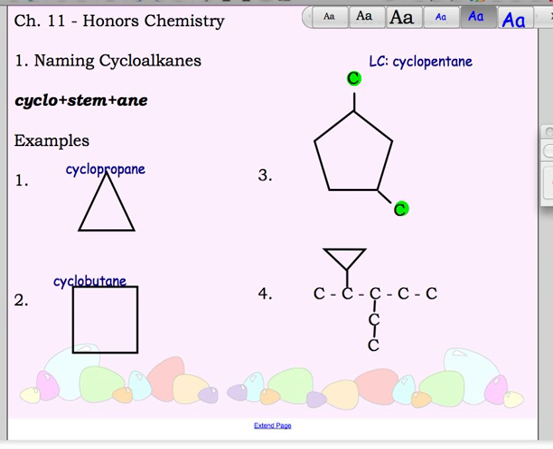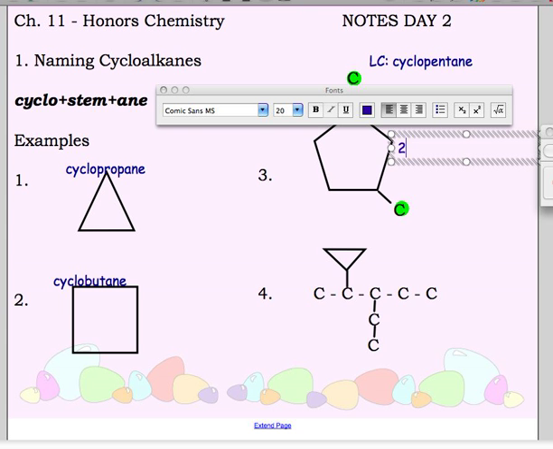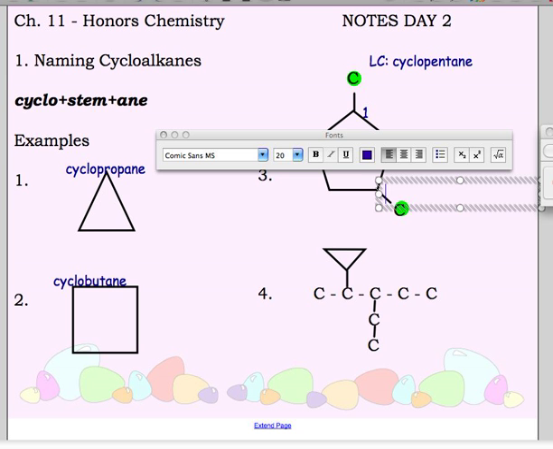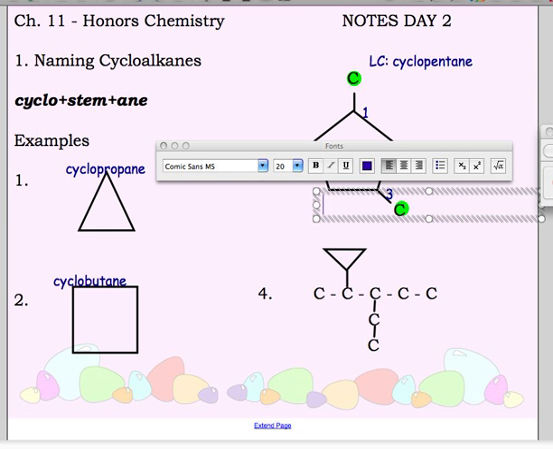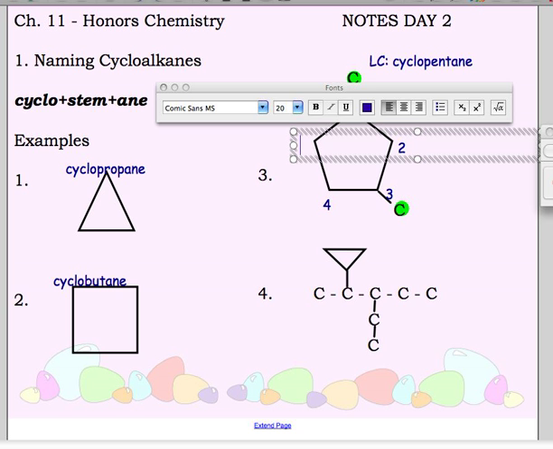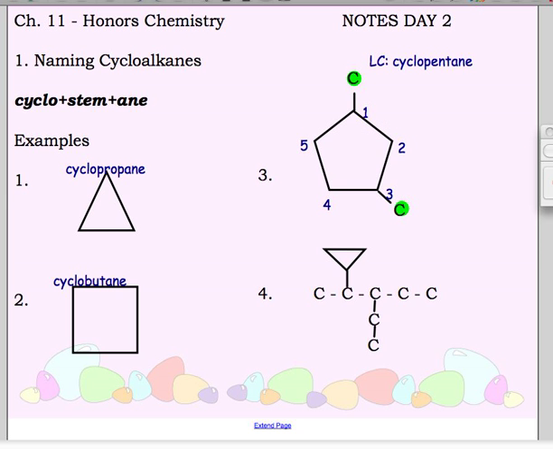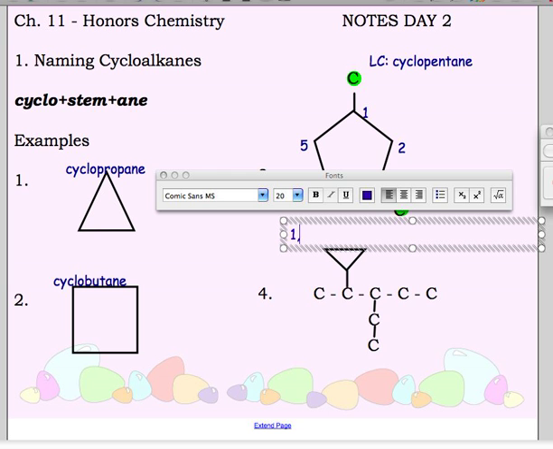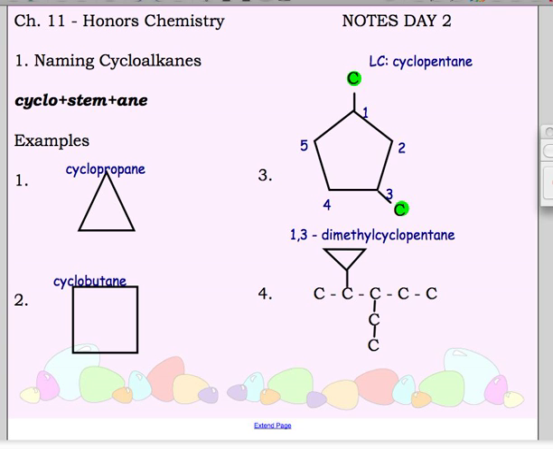So because it's our choice, I don't really care which one I start with, but I'm going to make one of these my number 1 carbon because I want them to have the lowest number possible. So I'm just going to make sure I number so that they get the lowest number. And then what we're going to do is put it all together. So we have a 1,3-dimethylcyclopentane. So the only thing that's really different here is that, again, we have the choice of where we number, and we want to make sure that we have a cyclo in front of our longest chain.